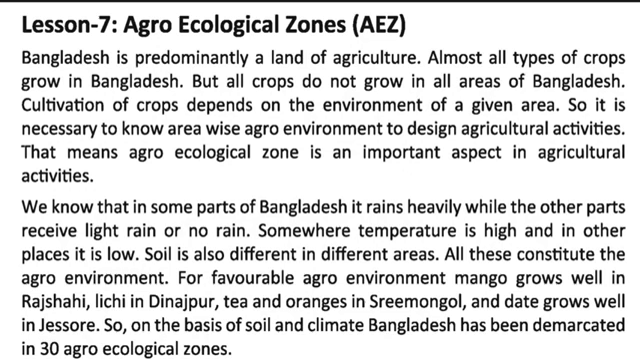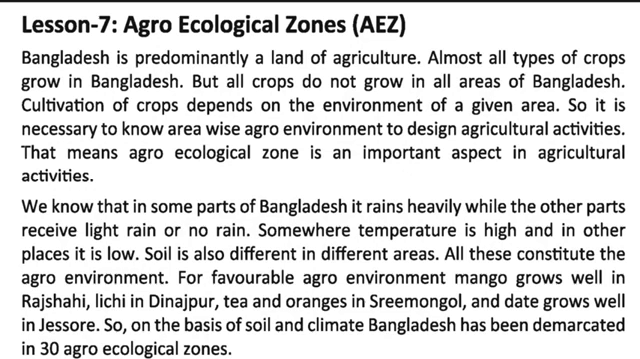We know that in some parts of Bangladesh it rains heavily, while other parts receive light rain or no rain. Somewhere the temperature is high, in other places it is low, and the soil is also different from area to area. All this constitutes the agro-environment, and on the basis of this, the government and the agriculture institution constitute the different agro-environmental regions.